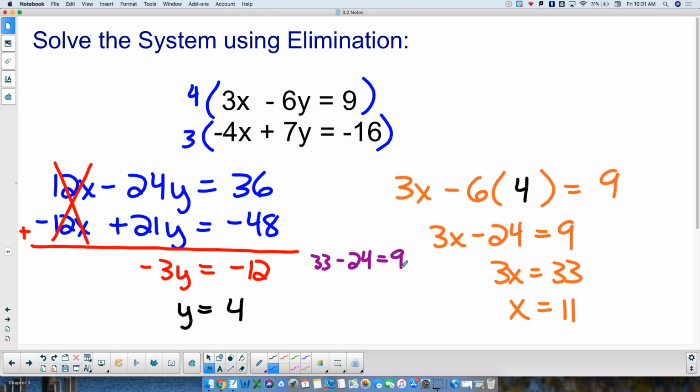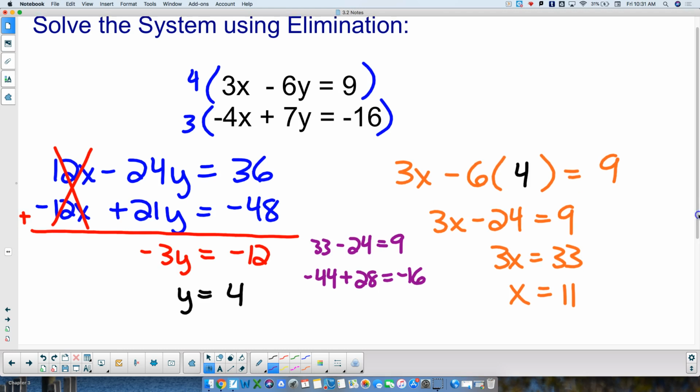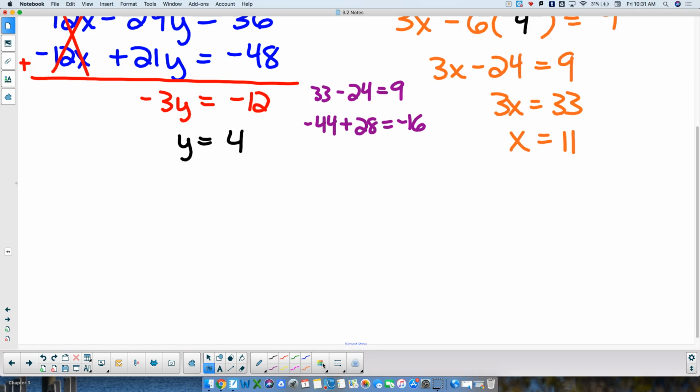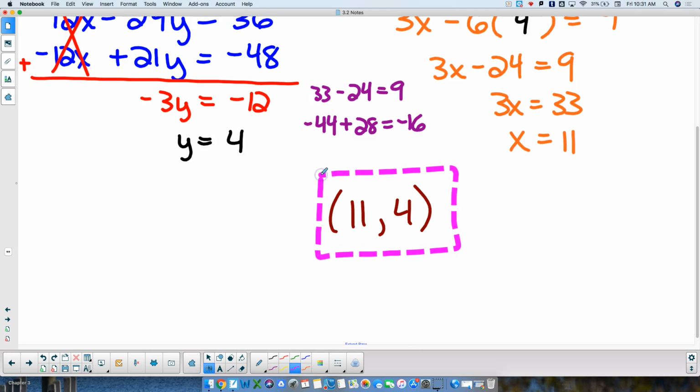Negative 4 times 11 is negative 44. 7 times 4 is 28. Negative 44 plus 28 is negative 16. Works out, checks out, so my answer then is 11, 4. Questions on that one?